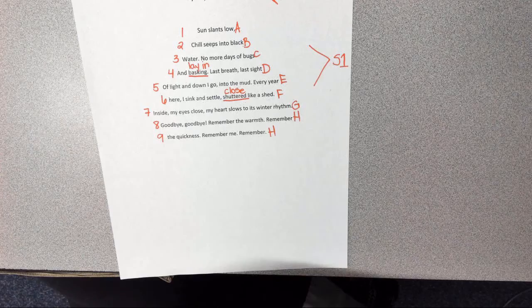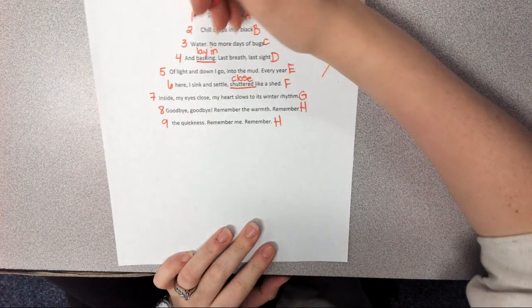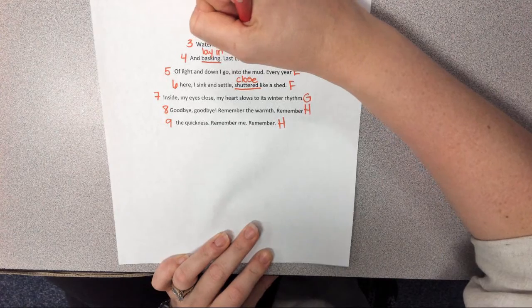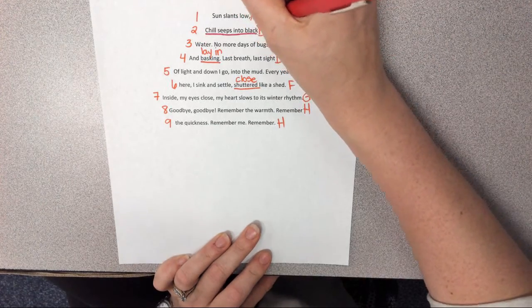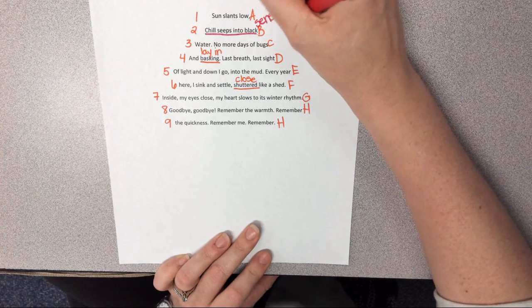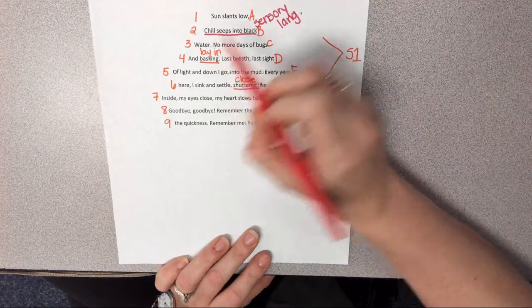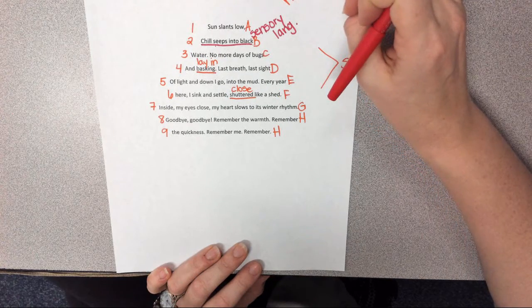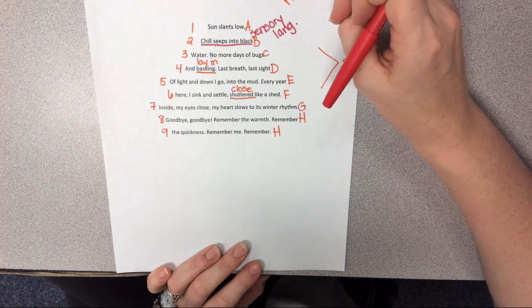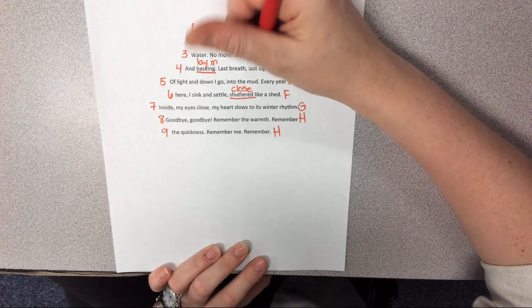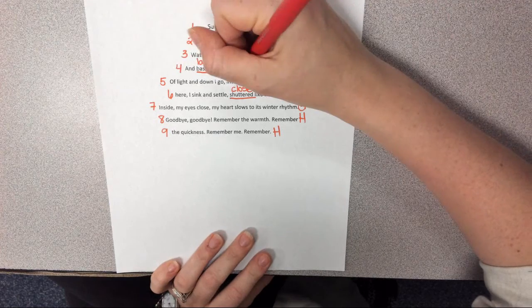Okay, so some literary devices I have located is chill seeps into black. That's definitely sensory language. Maybe the water is getting cold because the sun has gone down. But either way, I can definitely feel that, right? No days of bugs and basking. Last breath, last sight of light, and down I go. I can almost see that, like imagery, you know, the last breath, last sight of light.